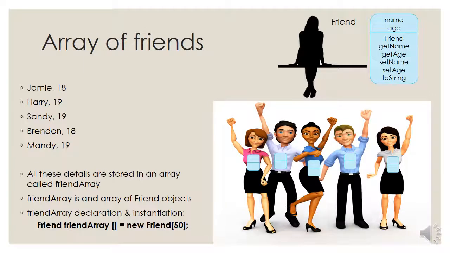If you have an array of friends, that means it's a place to store many friends. For example, we'll have Jamie who's 18, Harry who's 19, Sandy who's 19, and so on. All these details will be stored in an array called friendArray. friendArray is an array of friend objects. If we declare it and instantiate it, we will say friend[] friendArray = new friend[50]. This will give us an array where we can store 50 friends.